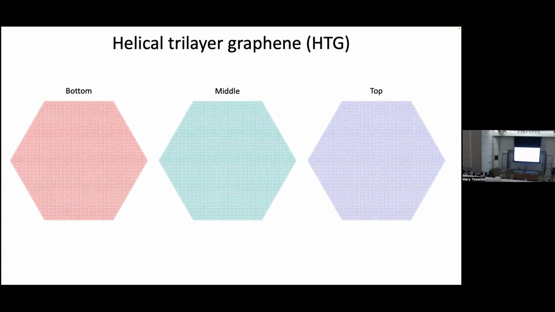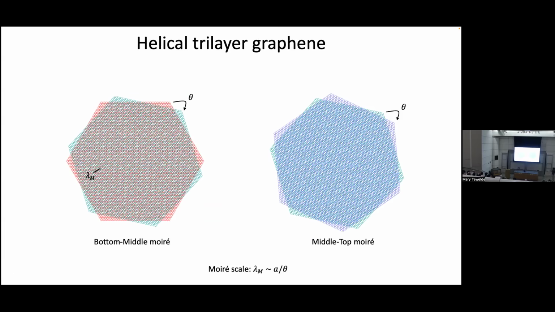Well, we start with our bottom, middle, and top layer. I'm going to do this step by step because I can on PowerPoint. I'm taking both of these interlayer angles to be identical, so I'm just calling it theta for now. And there is some associated moiré wavelength that you can see by eye here. That moiré wavelength is the same for the bottom and middle layer as it is for the middle and top layer. It's given by the graphene lattice constant divided by theta, at least to first order, at low angle.